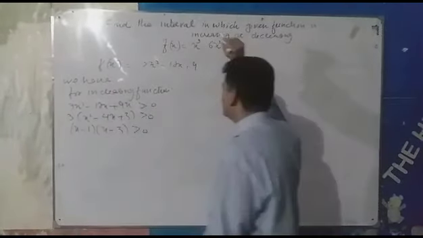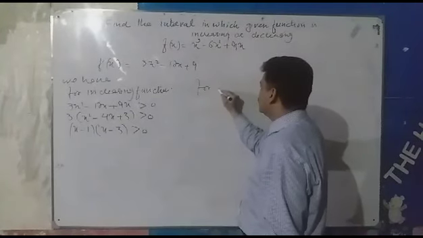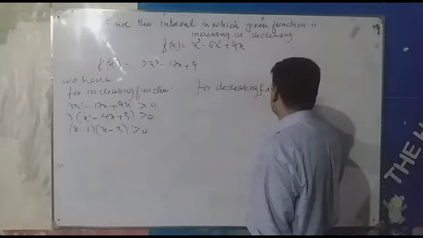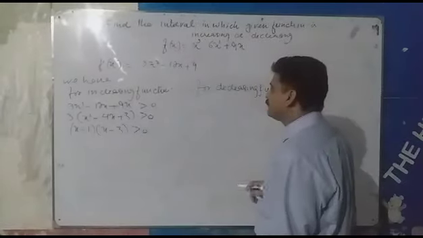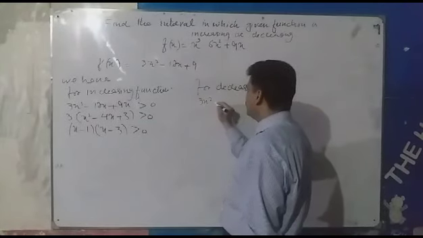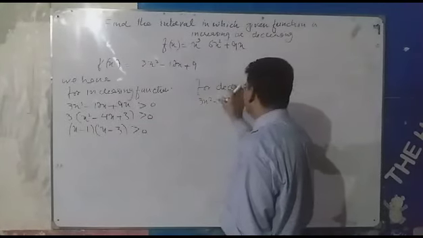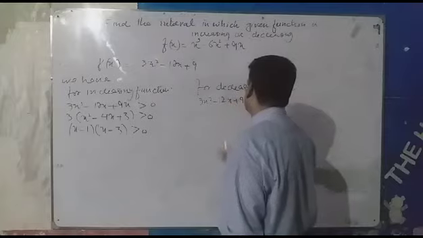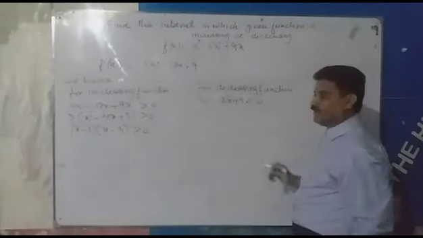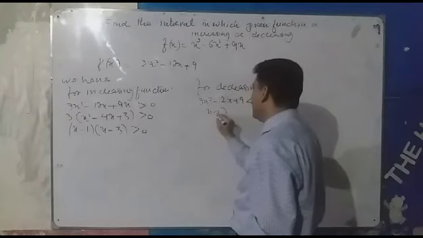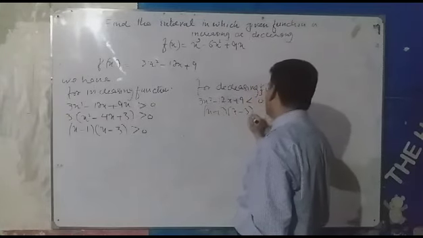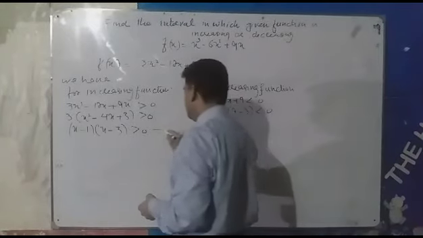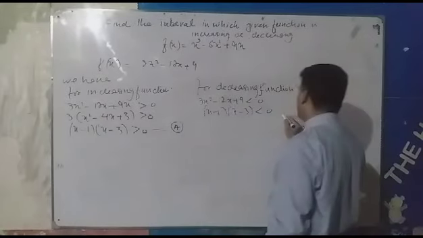Similarly, for a decreasing function, 3x square minus 12x plus 9 should be less than 0. By factorizing we get x minus 1, x minus 3 would be less than 0. We name this inequality A and this inequality B.